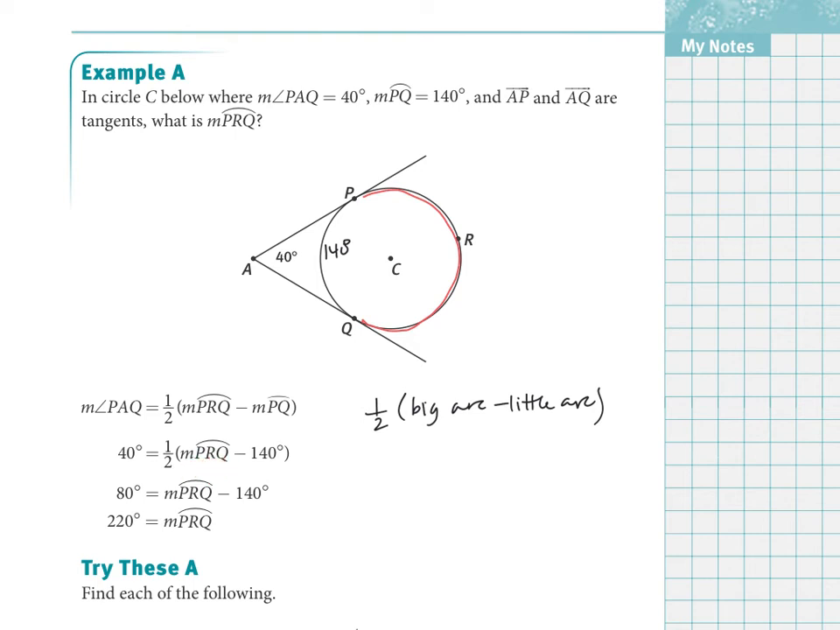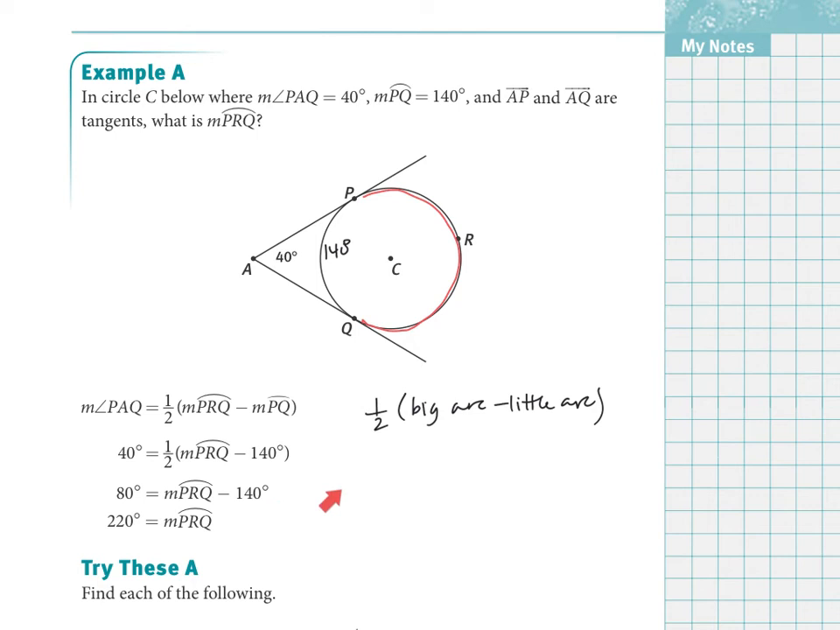So that's what we're going to solve for. To start off by solving this equation, finding out the measure of this arc, we're going to multiply both sides by 2 to get rid of this half. So that's how I got 80, and that's how I got the half to cancel. And then last but not least, I'm going to add 140 to each side. So that way I get the measure of our big arc is 220 degrees.